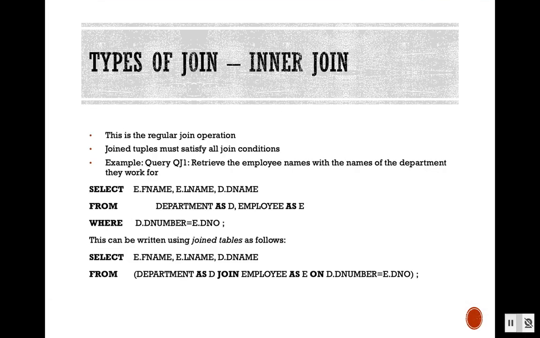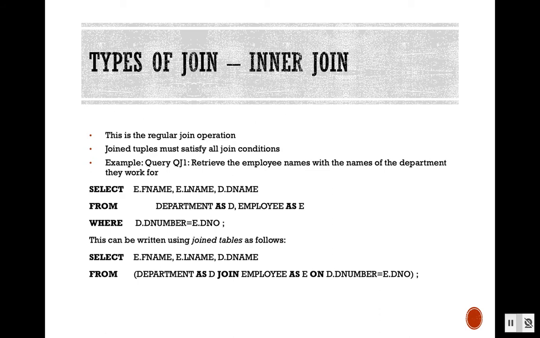So now we are going to see different types of join. The first join we are going to see is inner join, which is the regular join operation. In chapter 4, in basic SQL, we saw that if we need more than one table to retrieve a record, we can use a join condition to find the relevant tuples.